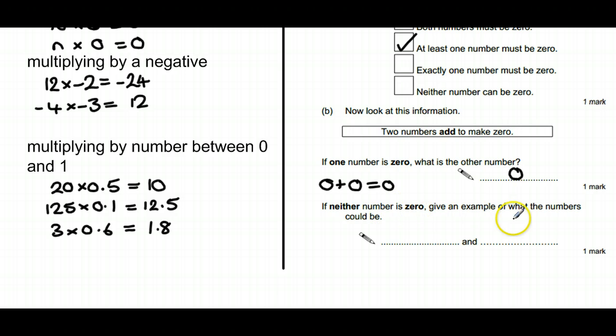If neither number is 0, give an example of what the numbers could be. Well, if we're going to add two numbers together and they're going to end up as 0, one's got to be a positive. And then if we add on a negative 5, 5 positives, 5 negatives, that will give me 0. So any example where you've got a number and then the negative version of that number will work. I've given it in general terms, n and minus n, but if you put 5 and minus 5, 2 and minus 2, 17 and minus 17, and so on, you'll be fine. Hope that helped.